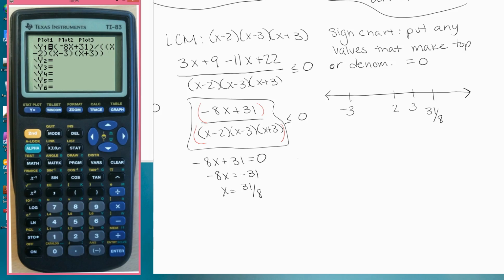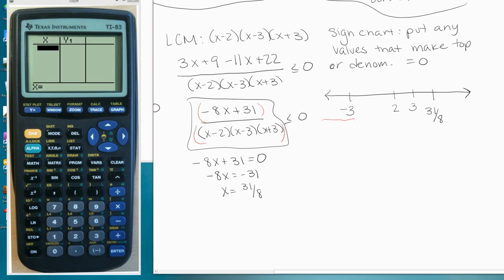Now, especially since some of these numbers are very close together, I'm going to recommend that we go to second window, table set, and put this on ask. Then we're going to go to our table. We want to look at some number for the interval that's less than negative 3. So I'm going to put in negative 4. You could do any number less than negative 3. And hit enter. All we care about is whether this is a positive or a negative number. We get negative 1.5, so that's a negative number.